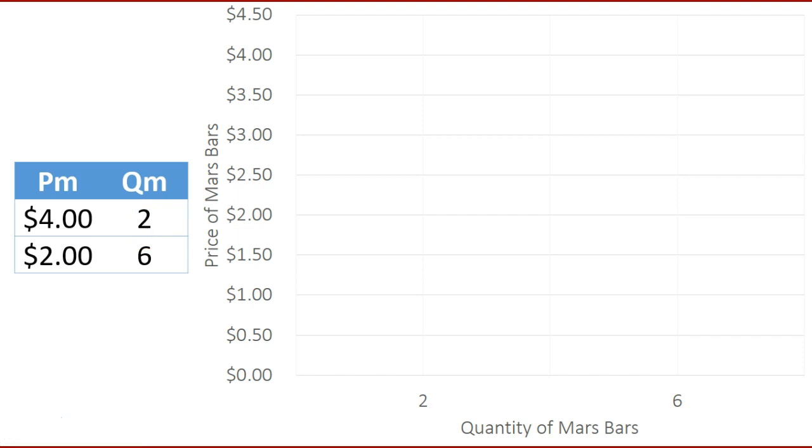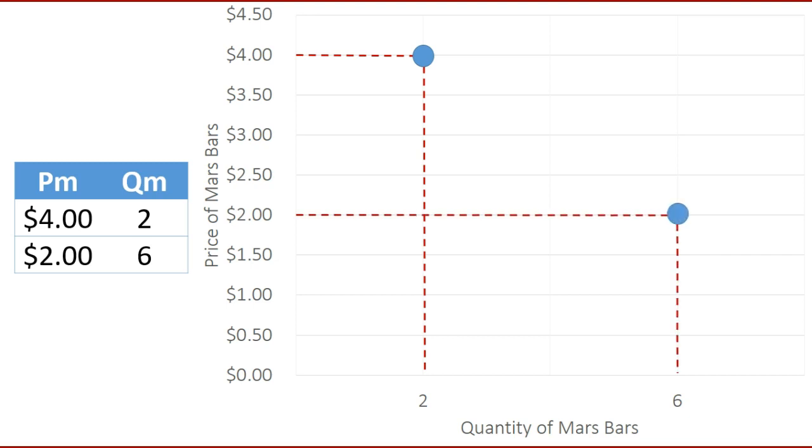We've got our 2 data points now that we need to at least notionally draw a demand curve. So at the price of $4, 2 units will be consumed or demanded, and at the price of $2, 6 Mars bars will be demanded. Join the dots. Voila! We have a demand curve for Mars bars. Exciting, isn't it?